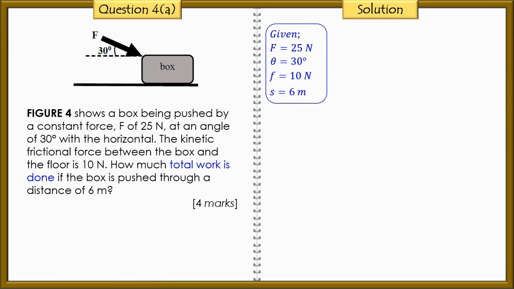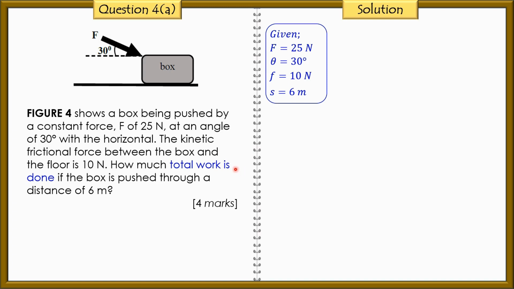Question 4a. The figure shows a box being pushed by a constant force F of 25 Newton at an angle of 30 degrees with the horizontal. The kinetic frictional force between the box and the floor is 10 Newton. How much total work is done if the box is pushed through a distance of 6 meters?